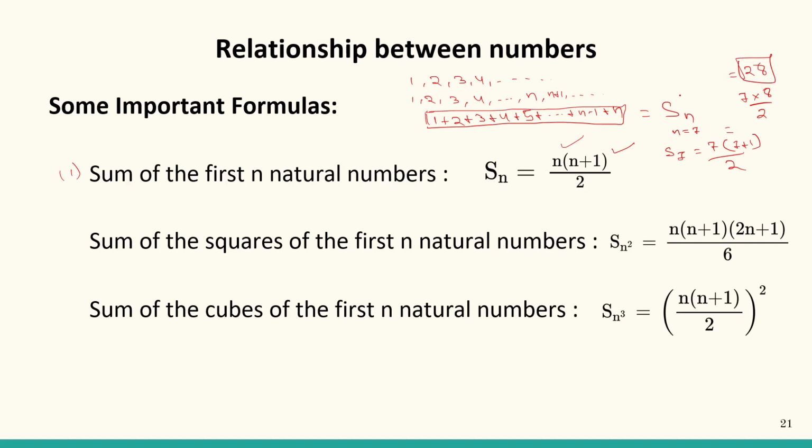So you can also add individually. 1 plus 2 is equal to 3. 3 plus 3 is equal to 6. 6 plus 4 is equal to 10. 10 plus 5 is equal to 15.